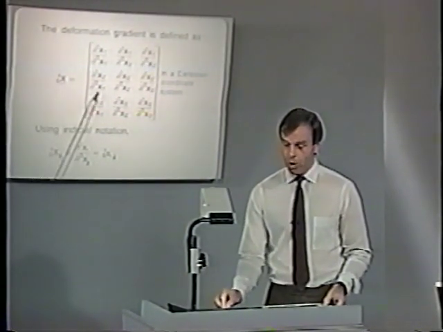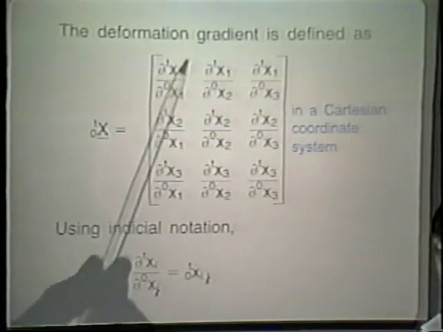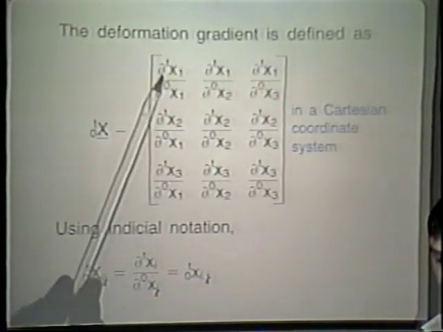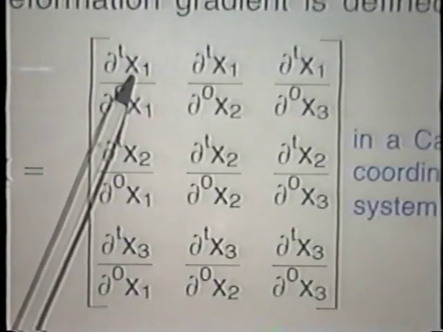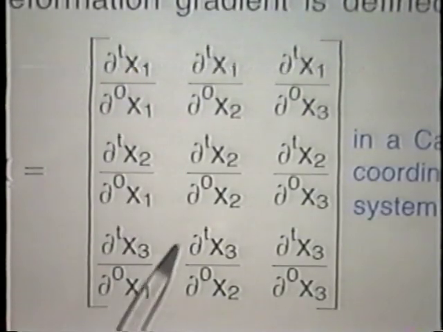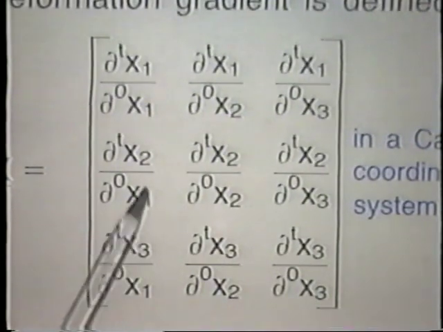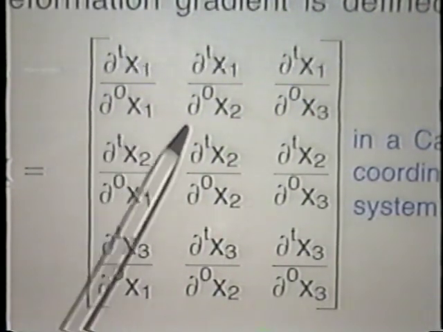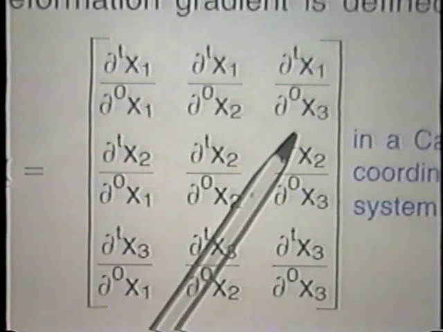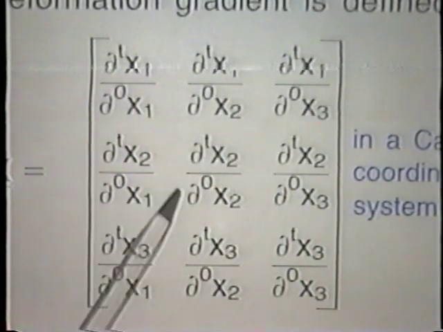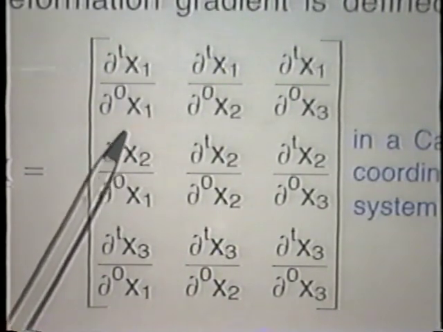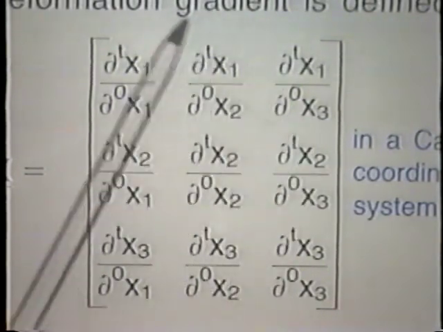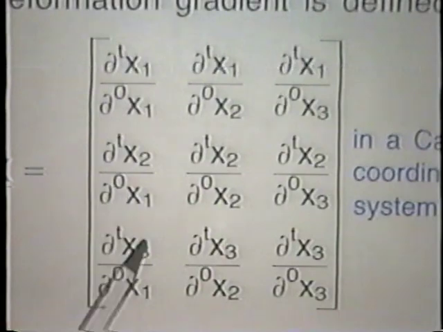And notice that in order to calculate the elements of this matrix, of course, what you need to be given is this Tx1, Tx2, Tx3 as a function of 0x1, 0x2, and 0x3. If you are given the deformation field Txi as a function of the 0xj's, then you can calculate directly the components of this 3 by 3 matrix.